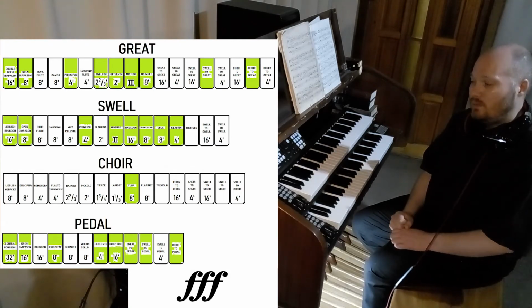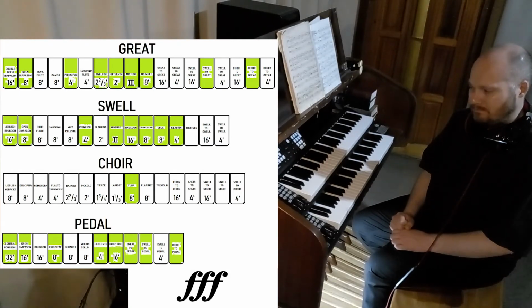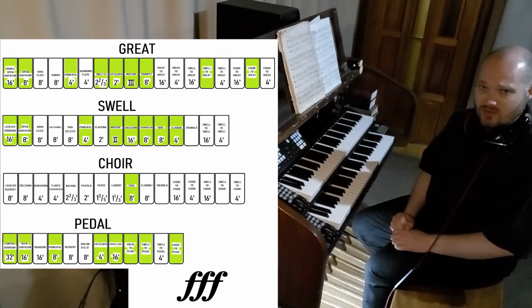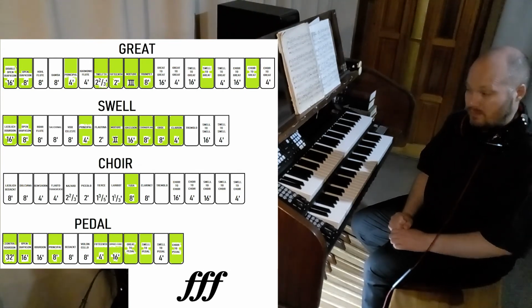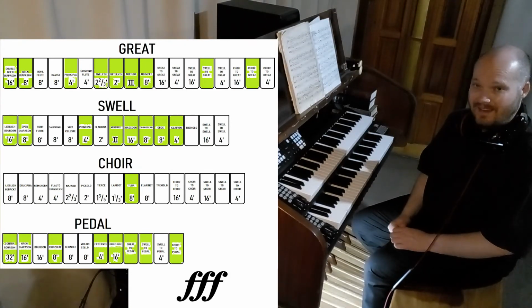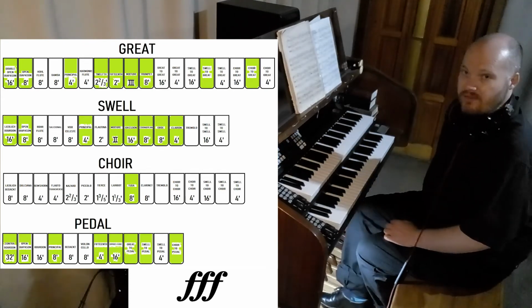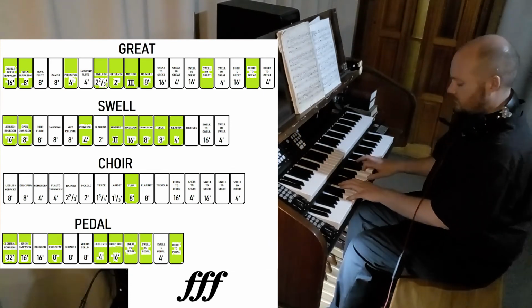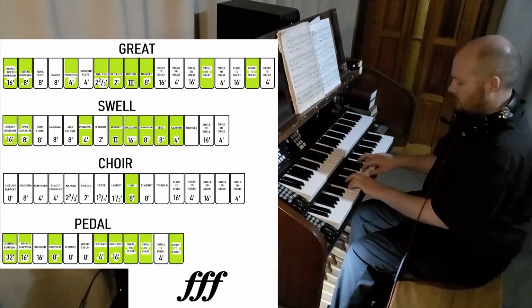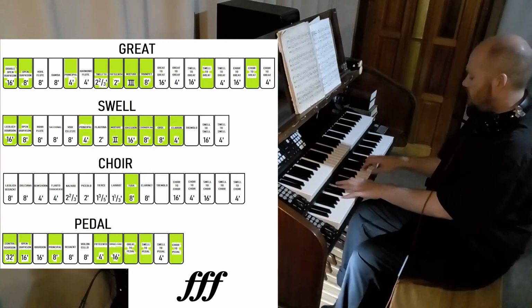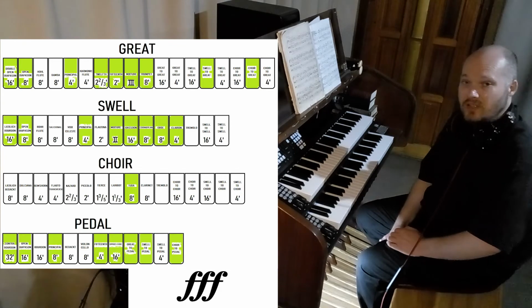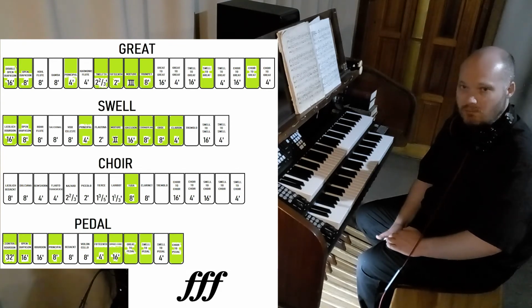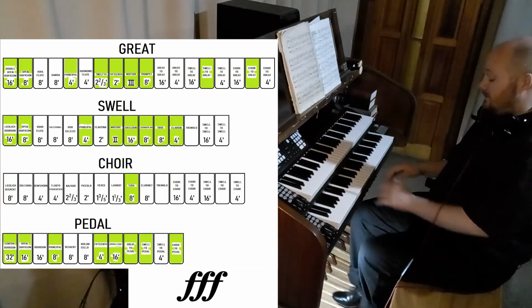We omit the flutes, most of the mutations and the strings, so half the organ won't even be playing. If you pull out all the stops, you will waste valuable air and your organ will run out of breath. This is fff. If you have a solo reed, such as a tuba or a trompette en chamade, you might add that as well.